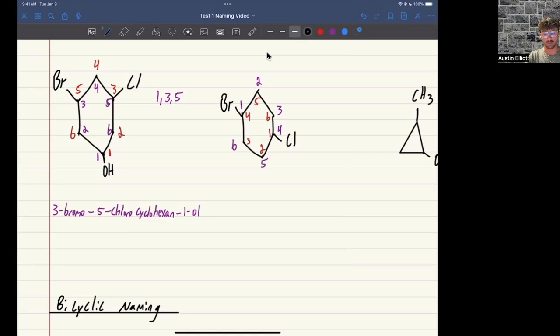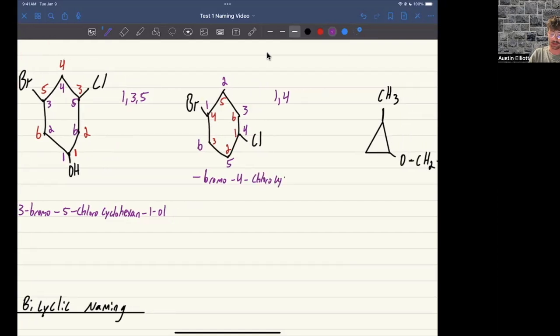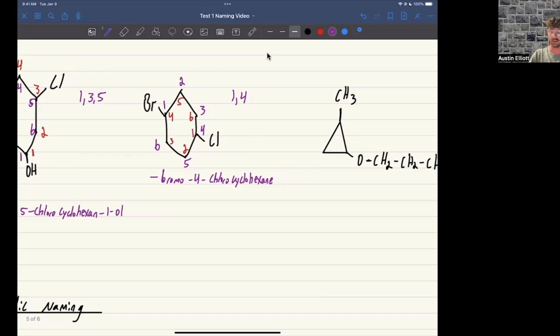But once again, you have to look at the alphabetical order. We're going to want to start at the bromo, just because its alphabetical order is higher, so we're going to go with the 1 for the numbering system. So 1-bromo, 4-fluoro. Again, cyclo, and this time we don't have an alcohol present, so it's just going to be cyclohexane, a normal ending, normal name, nothing changes.